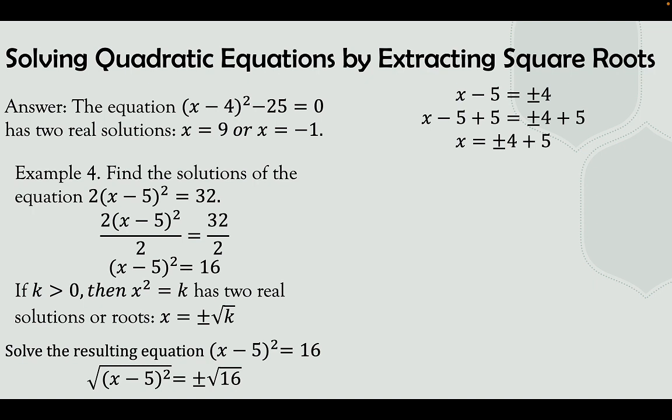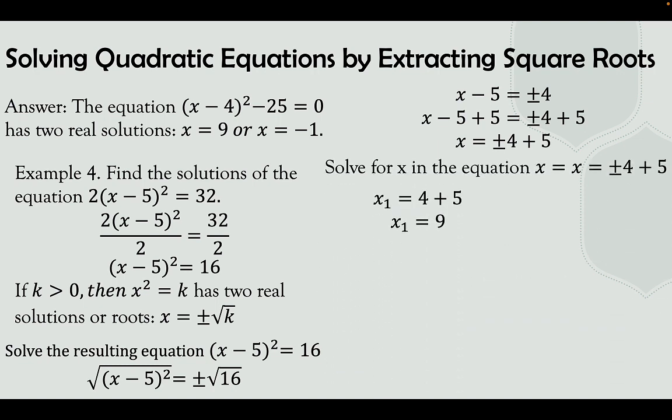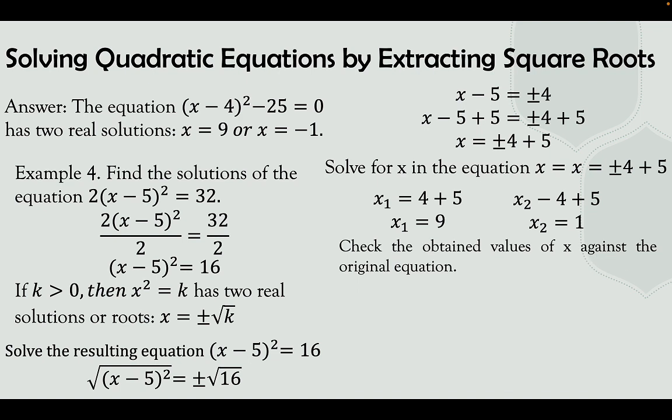So we have now x equals positive and negative 4 plus 5. So the x sub 1 here is 4 plus 5, which equals 9. And then the x sub 2 is negative 4 plus 5, which is positive 1. So we just need to check, class. We just need to substitute it to the original equation.